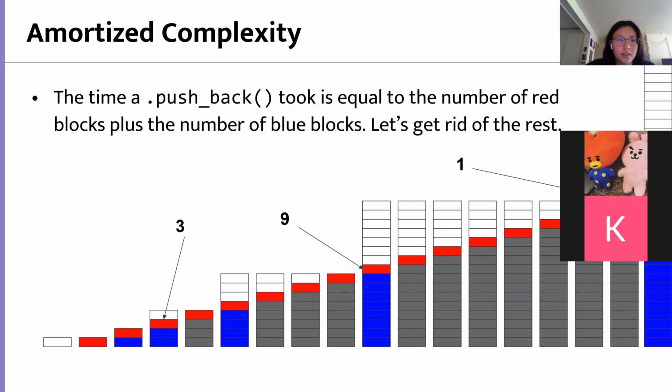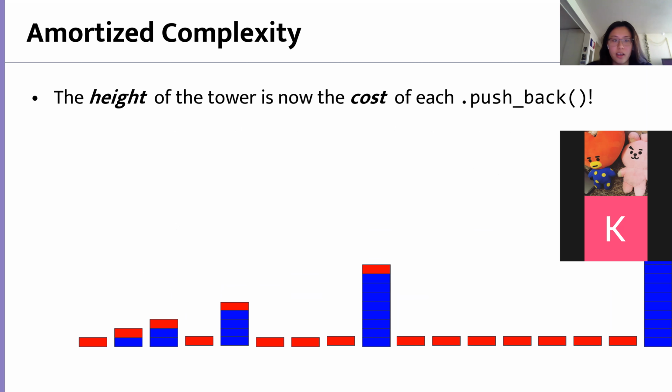So the time a pushback took is equal to the number of red blocks plus the blue blocks. Let's get rid of everything else so we can better see this. Now the height of each tower is the cost of each pushback. As you can see, most of the towers are just one red element that represents our O of 1 pushback where we don't have to reallocate anything. But each of those blue towers represents when your array or vector is full and you want to push another element in, you're going to have to copy over all your old elements first before you're actually able to insert that new one.